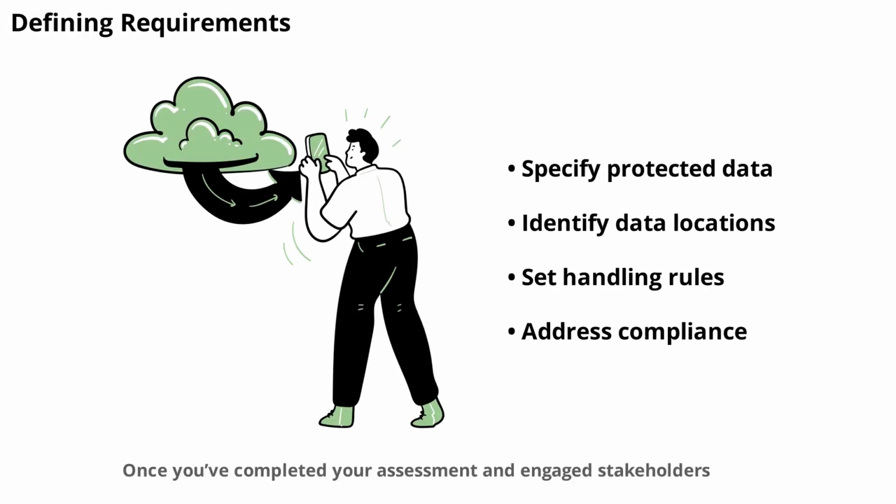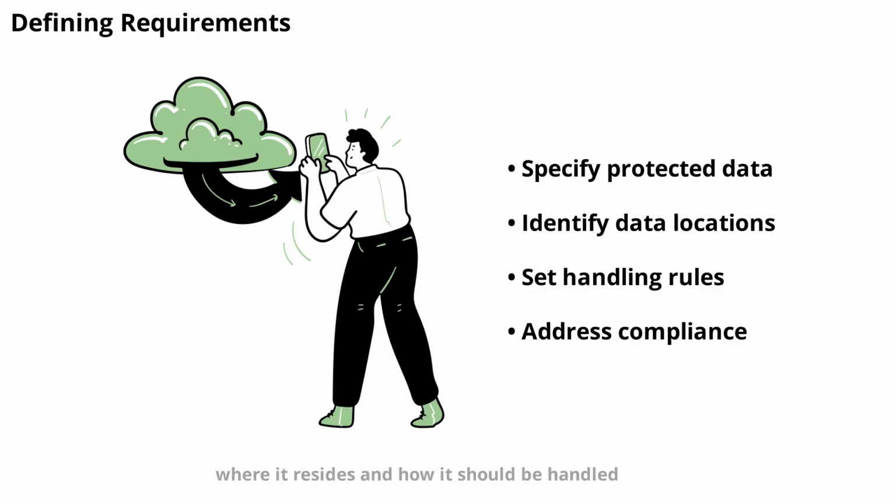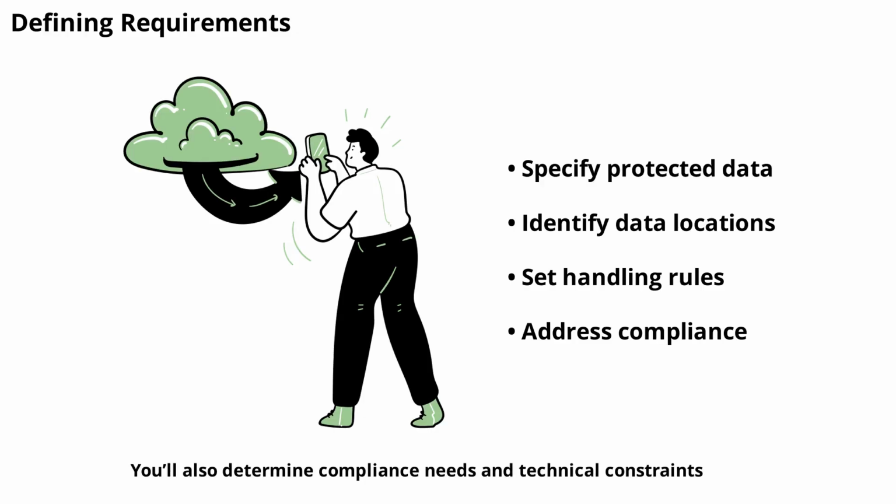Once you've completed your assessment and engaged stakeholders, it's time to define your DLP requirements. This step involves specifying what data needs protection, where it resides, and how it should be handled. You'll also determine compliance needs and technical constraints. This phase usually takes 2 to 4 weeks. Clear requirements help you choose the right DLP tools and set measurable objectives, ensuring your solution fits your organization's unique needs.